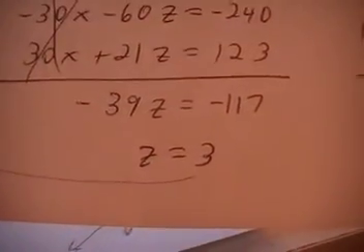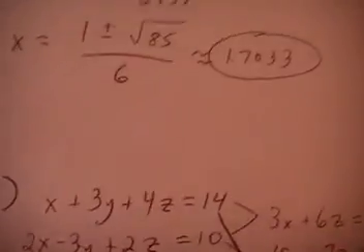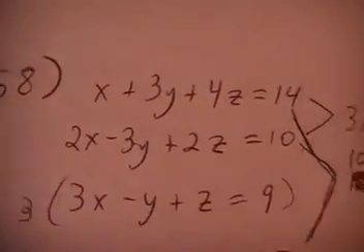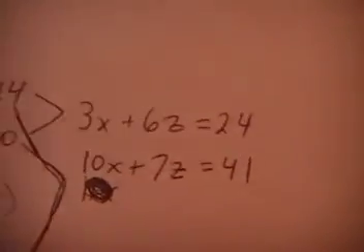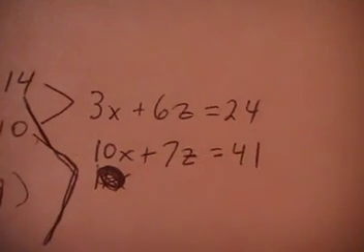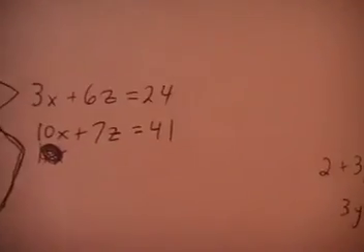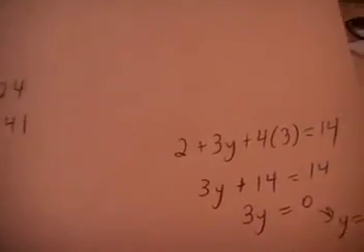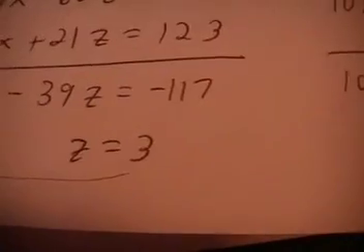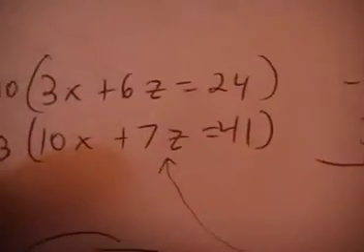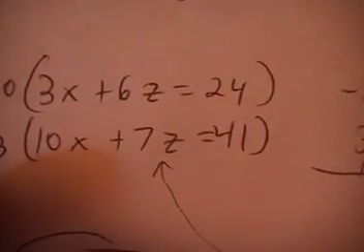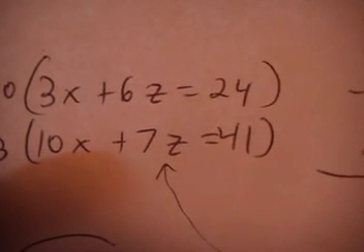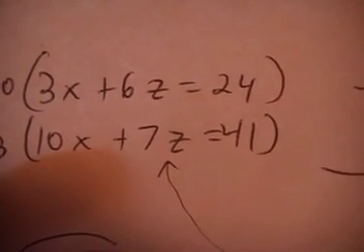Now, if you try to plug the 3 back into one of the original equations, you're going to get stuck because you'll have 2 unknowns. So you have to come to one of these that you created. Really doesn't matter which one. Plug it in. I just went to this equation that I created too, 10x plus 7z equals 41.